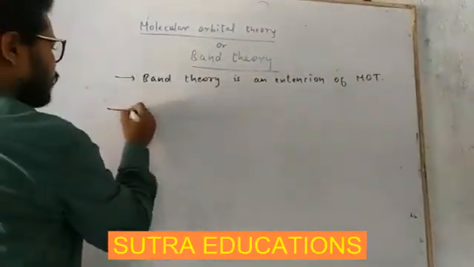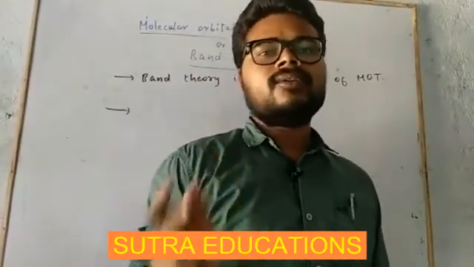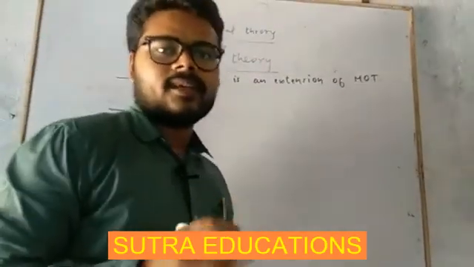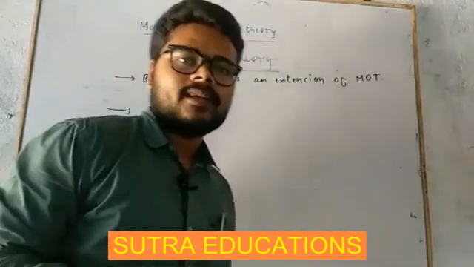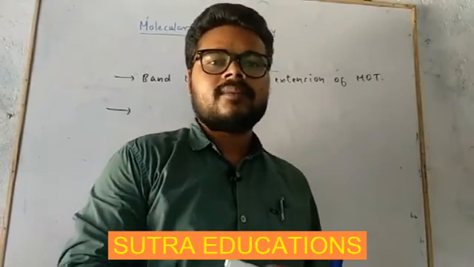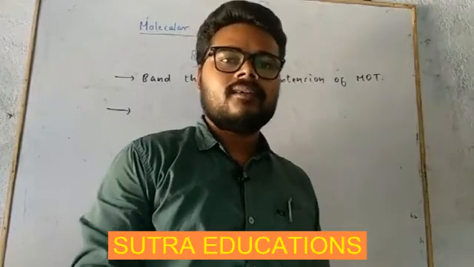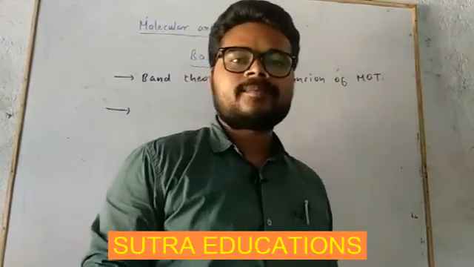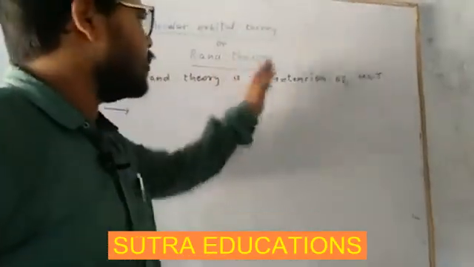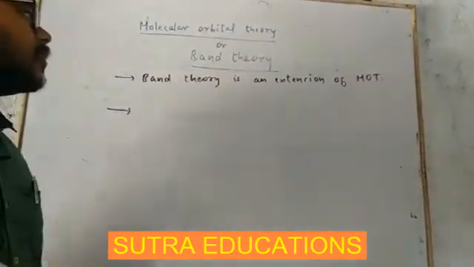So I told you, if two atomic orbitals combine together, then two molecular orbitals are formed. We are taking the example of lithium. Lithium is a metal, so lithium atoms are bound by metallic bond, and we are going to explain metallic bond on the basis of molecular orbital theory. So band theory is an extension of molecular orbital theory.